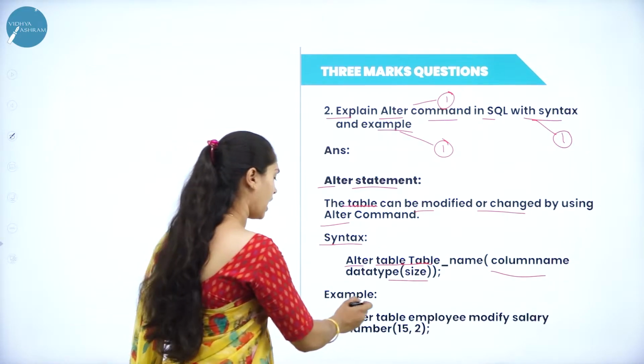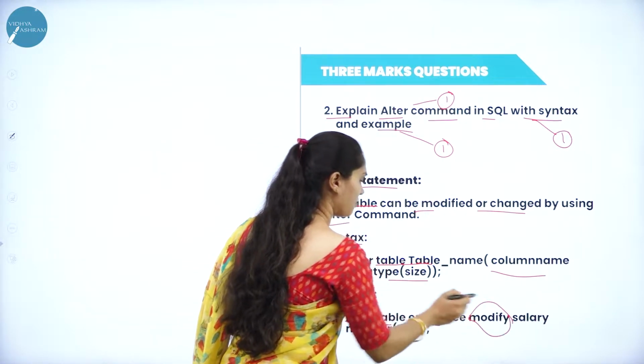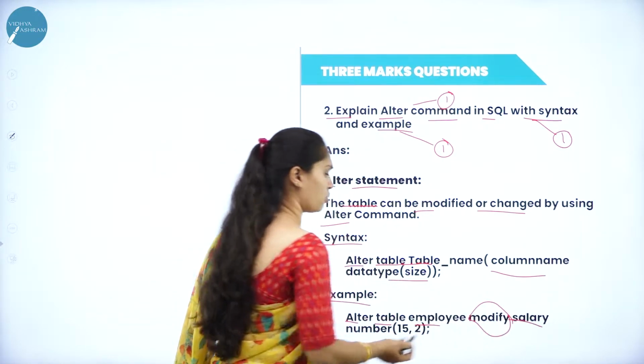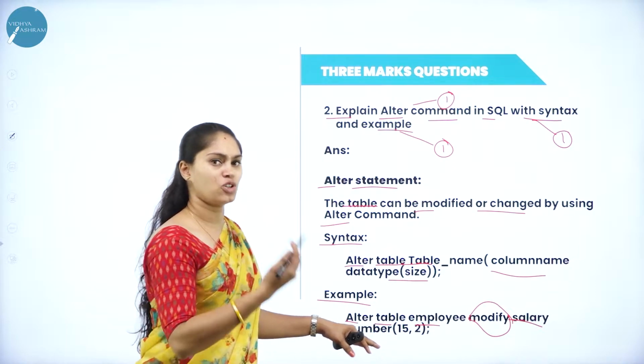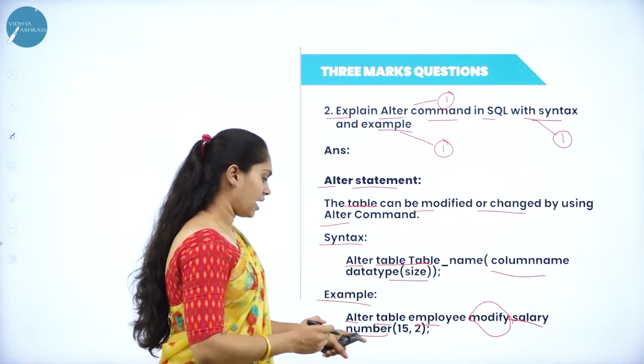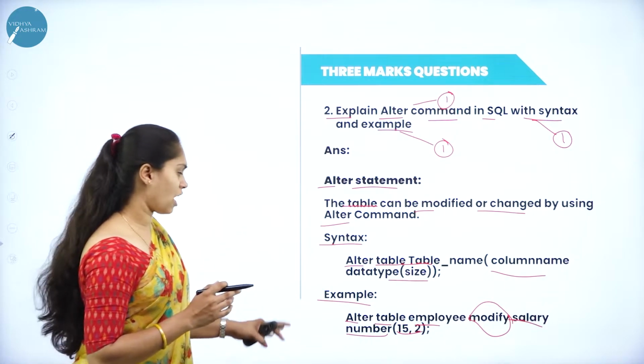In the same way, I can have an example here: alter table employee, and I'm going to use a keyword called modify. I wanted to modify the salary column. It was something else initially. Now I wanted to change that, the number data type, and I'm changing it to 15,2. That is what we have to write.